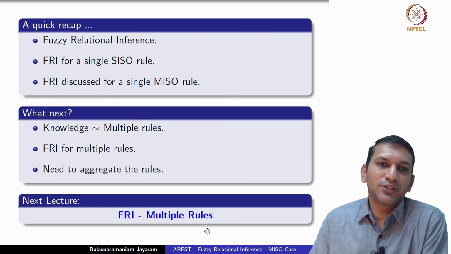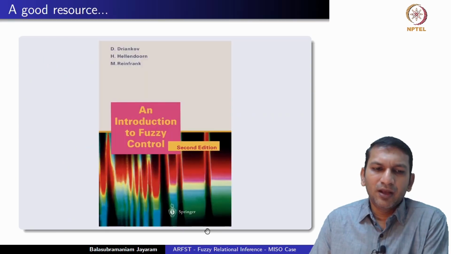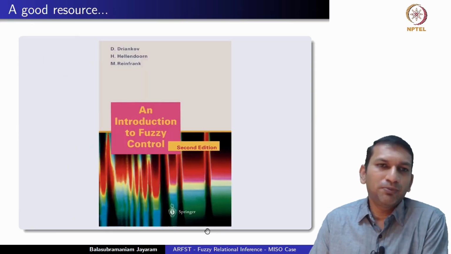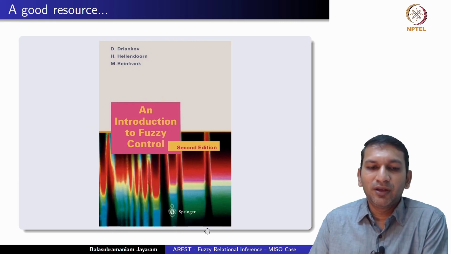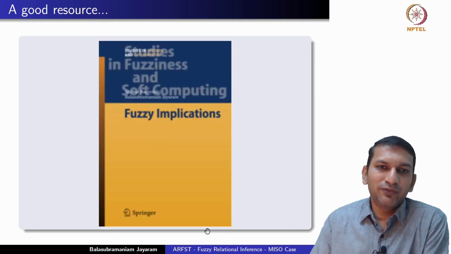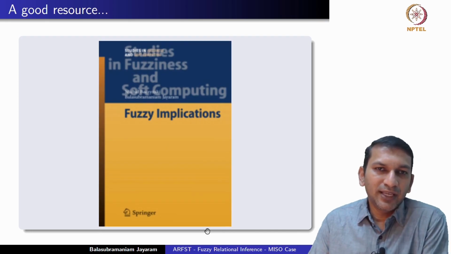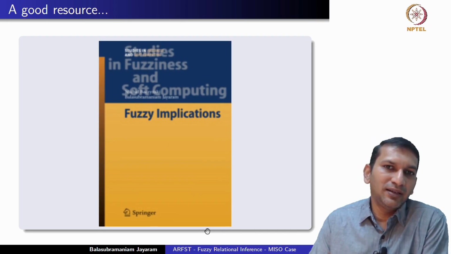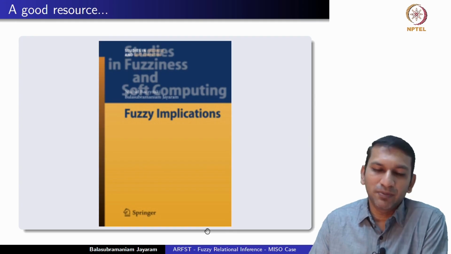Once again, a good resource for the topics that we have covered today is the book of Driankov, Hellendoorn and Reinfrank. And also you will see the case of the MISO rule being handled in this book on fuzzy inference.